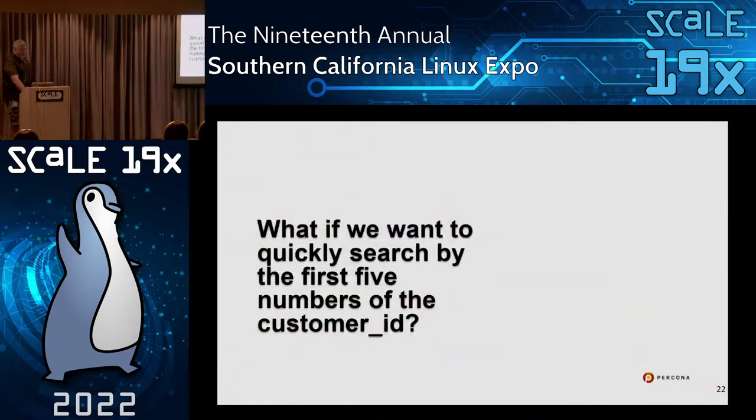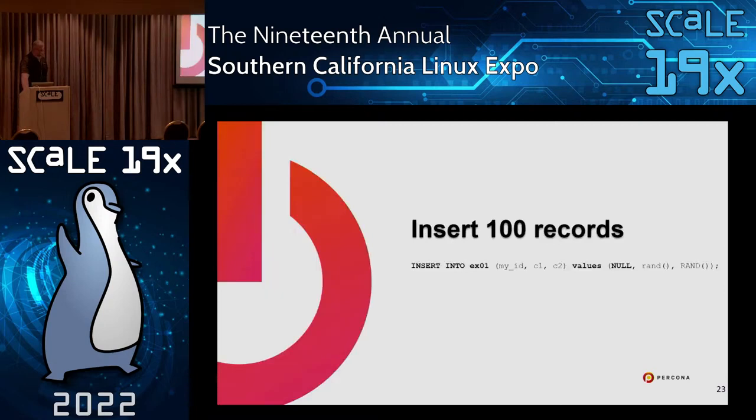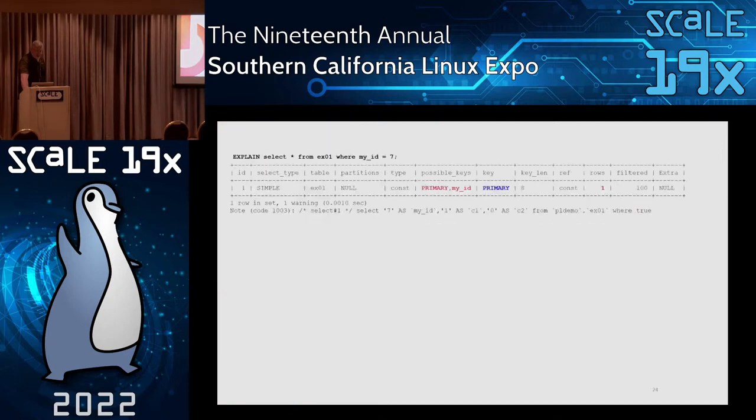What if you want to search the record by the first numbers in the customer ID? So like a VIN number on your car, the first couple digits tell you who the manufacturer is. Let me create a dummy table here. New table. And we're going to put in some random numbers for the last 2 columns. And when we run explain on a query where we're looking for any records where the ID equals 7, this is the output from explain.